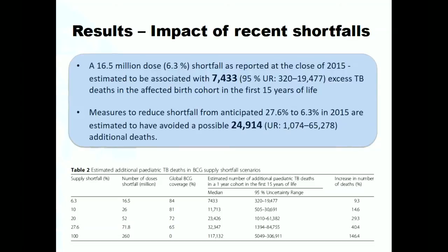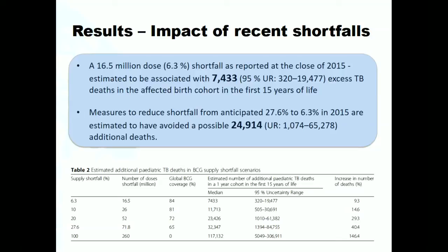Now, if we then think about the impact of recent shortfalls, as I said, in 2015, a 16.5 million dose shortfall was estimated at the close of 2015, and we estimated that this would be associated with 7,500 excess TB deaths in that birth cohort in the first 15 years of life. Just to note here, this is just a one-year shortfall, and as I already mentioned, those shortfalls went on for at least 2 years, so the number of additional deaths would actually be greater than this given the shortfalls we experienced.